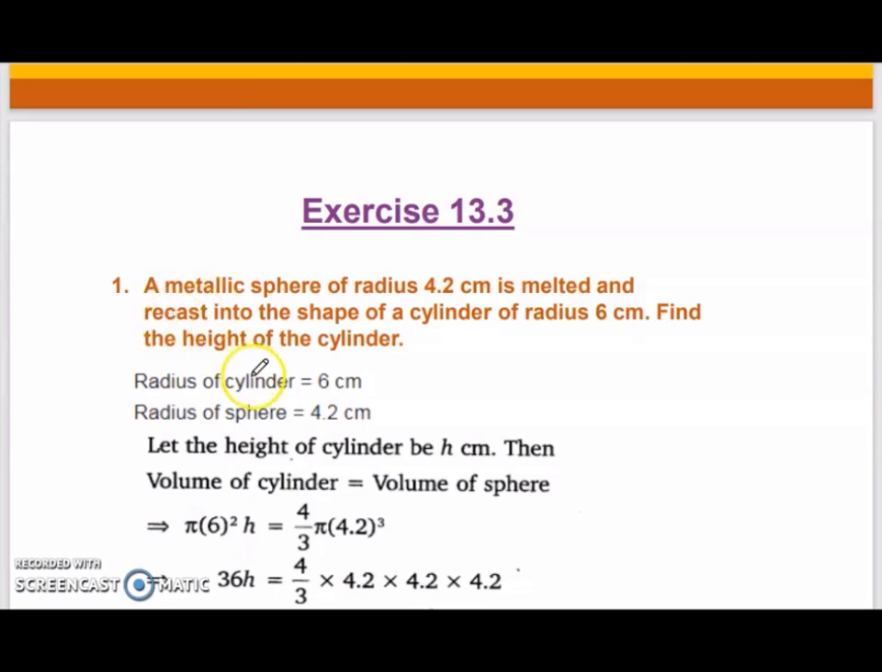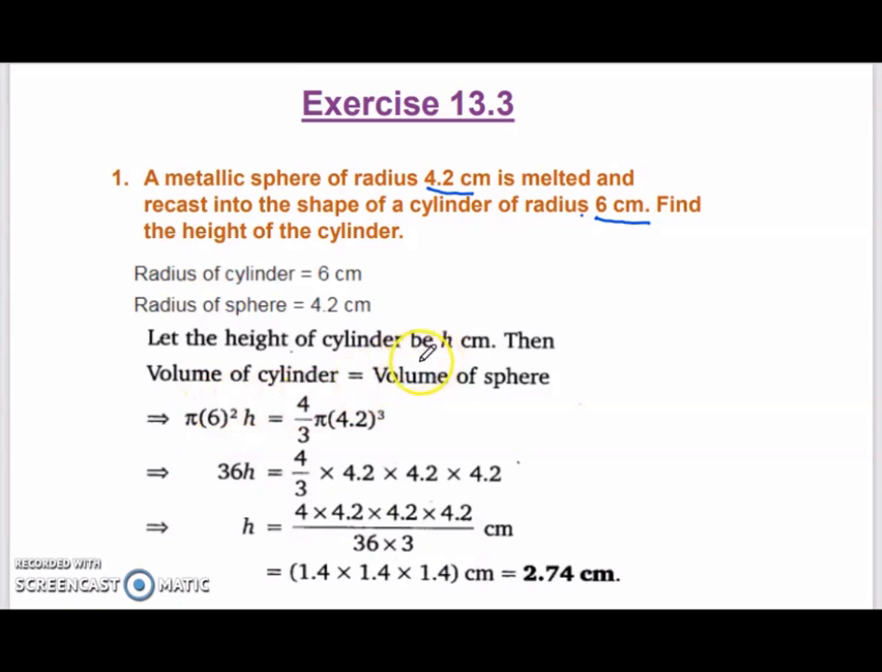First problem: a metallic sphere of radius 4.2 centimeter is melted and recast in the shape of a cylinder of radius 6 centimeter. You have to find the height of the cylinder. If it is melted and recast, it means that volume remains the same. The same sphere has been melted and recast into a cylinder. So volume of this sphere will be equal to volume of the cylinder.